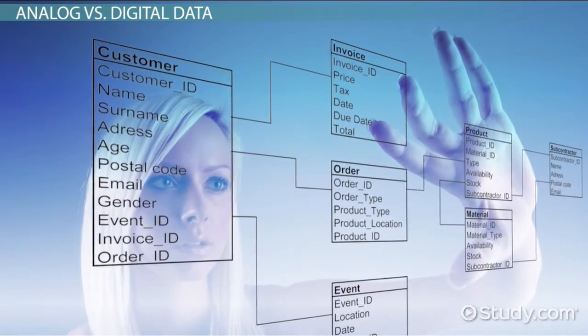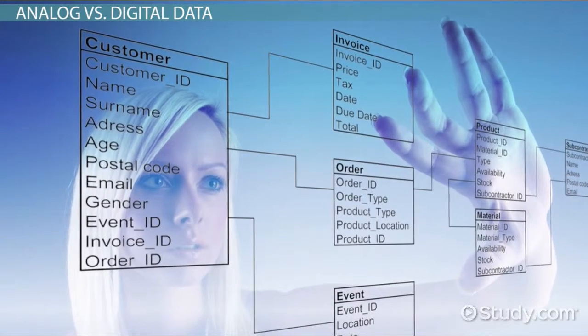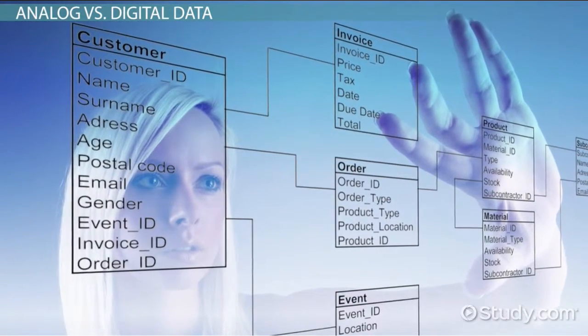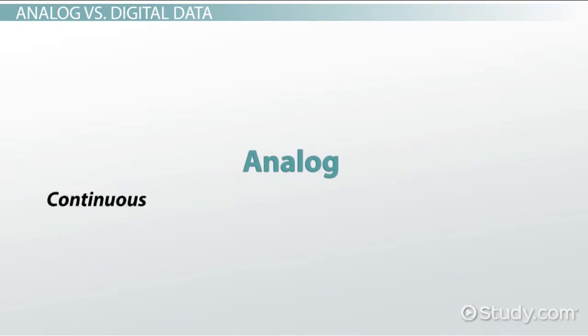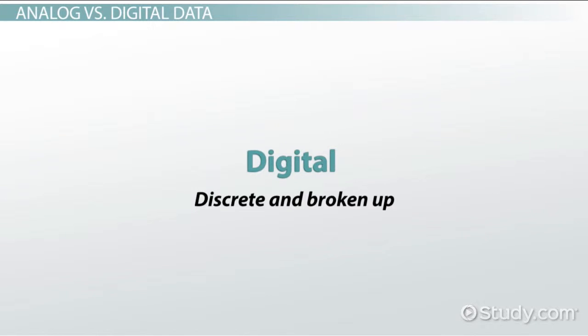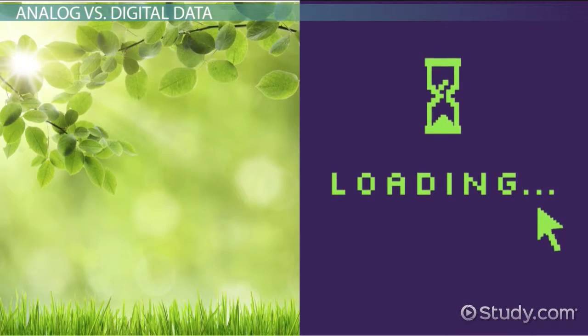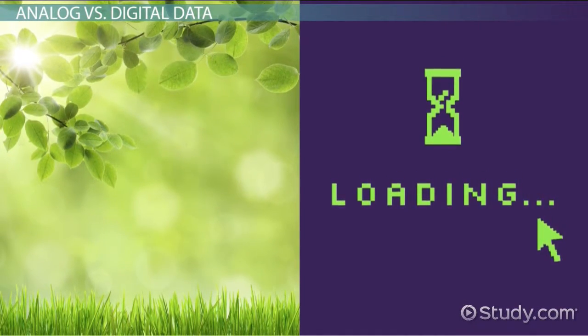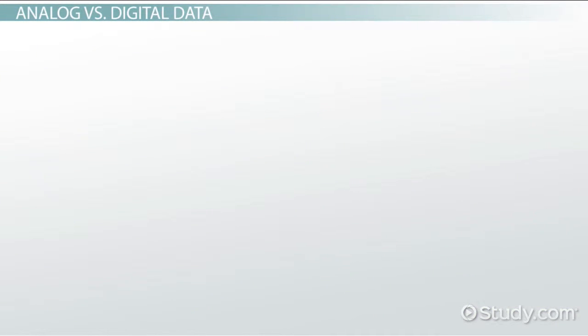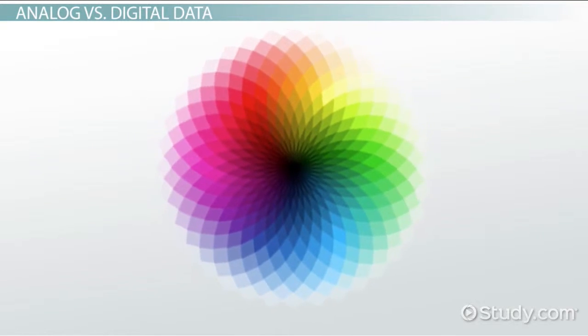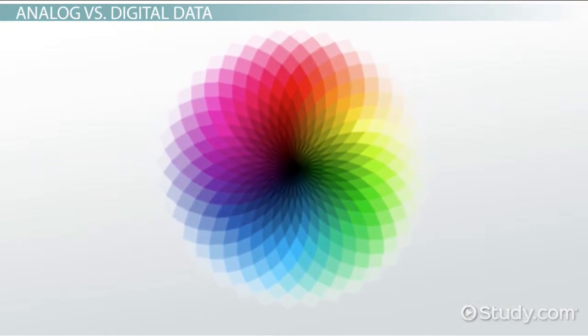There are two general ways to represent data. Analog data are continuous. It is analogous to the actual facts it represents. Digital data are discrete and broken up into a limited number of elements. Nature is analog, while computers are digital. Many aspects of our natural world are continuous in nature. For example, think of the spectrum of colors. This is a continuous rainbow of an infinite number of shades.